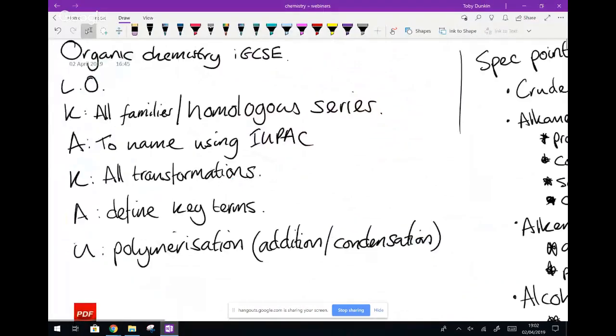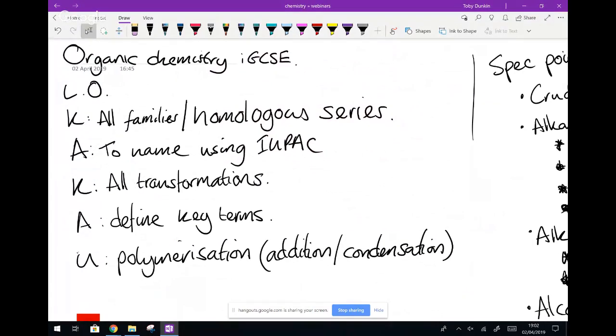What I want to do today is hopefully cover these key topics. I want to make sure that you guys know all of your families, and I'm going to talk you through all the families. I use the word families a lot in my lessons, but of course the actual term is homologous series, and we've got five different families that you guys need to be able to identify. However, there are six families I will talk about in the webinar.